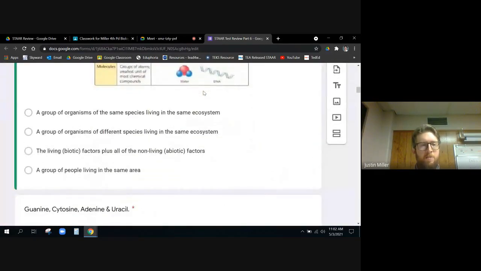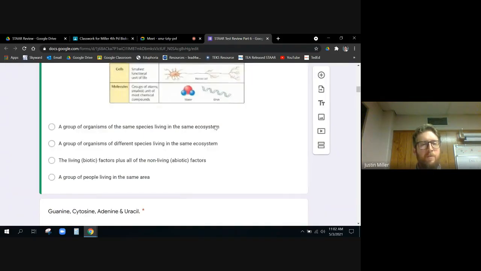So what's the right answer? It's not A. A says the same as population. It's not C. C is ecosystem, biotic factors and abiotic factors. No, it's a group of organisms of different species. Yeah, there you go.